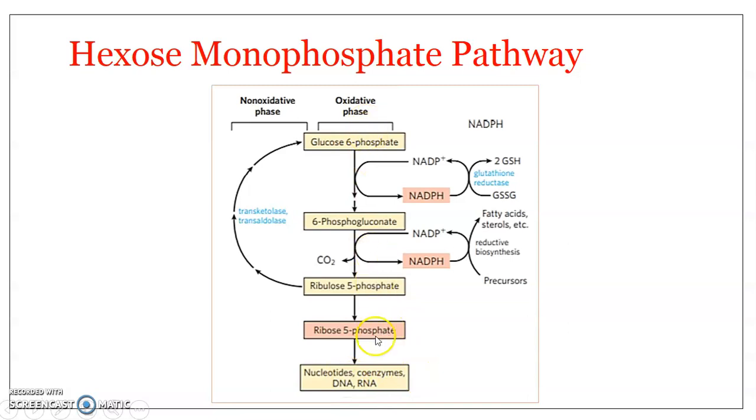So what are the byproducts? The byproducts are ribose 5-phosphate and NADPH molecules. These NADPH molecules can be used by enzymes such as glutathione reductase. They can also take part in the reductive biosynthesis of fatty acids, glycerols, etc. from their precursor molecules. So this is all about the hexose monophosphate pathway.